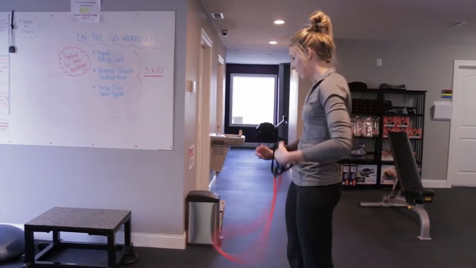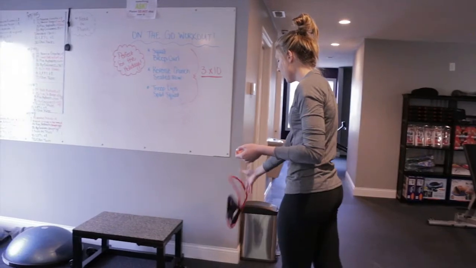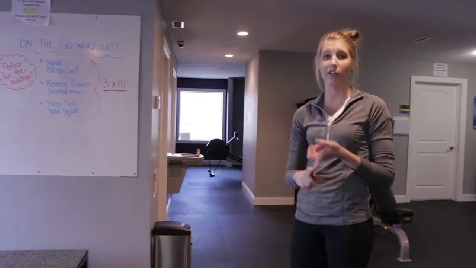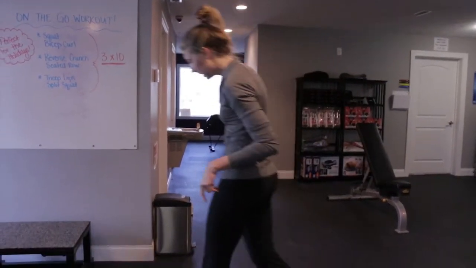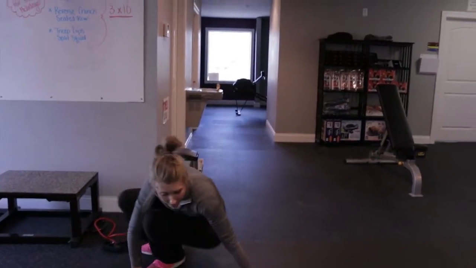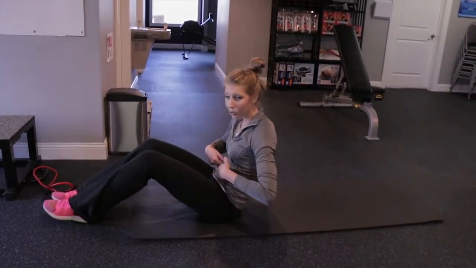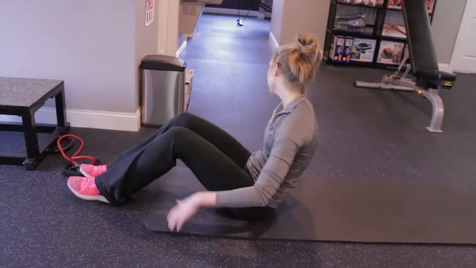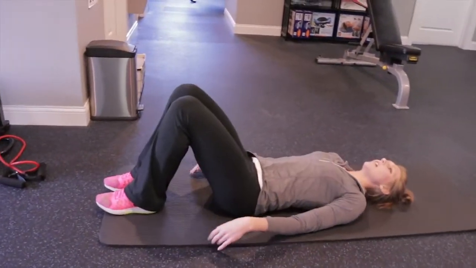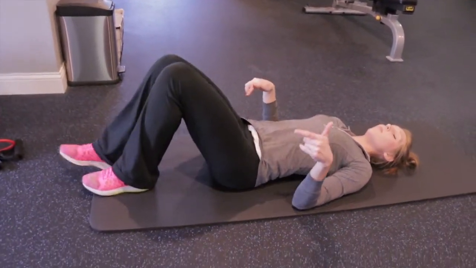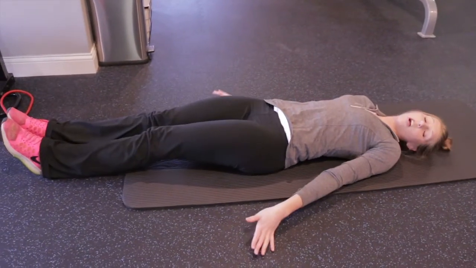All right, so the next couple of exercises are the reverse crunch and the seated row. So I'm going to get down onto the floor for these two. A reverse crunch, we're going to be working on core. So you're going to lay back. This is kind of like a leg lift, but the more straight your legs are, the harder it's going to be.